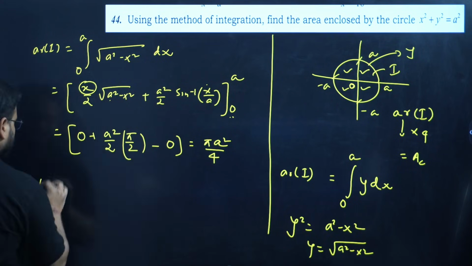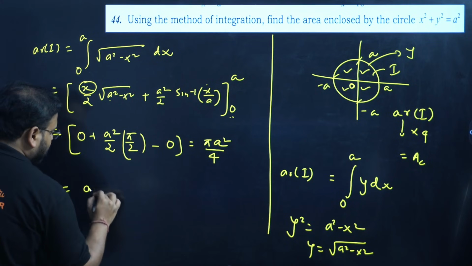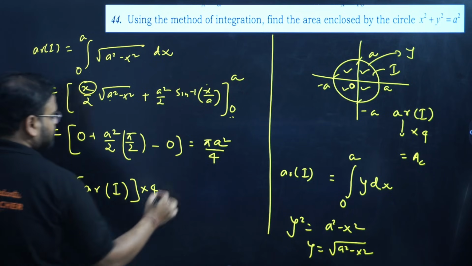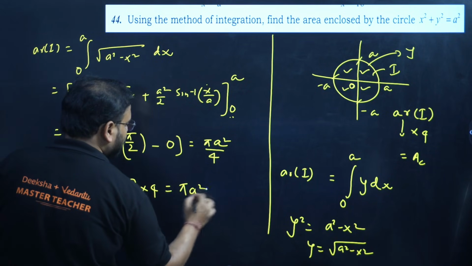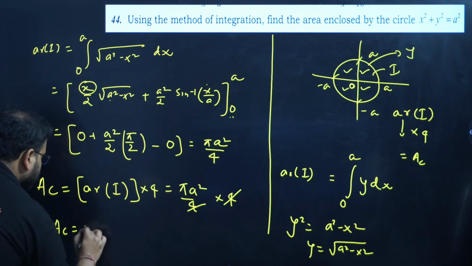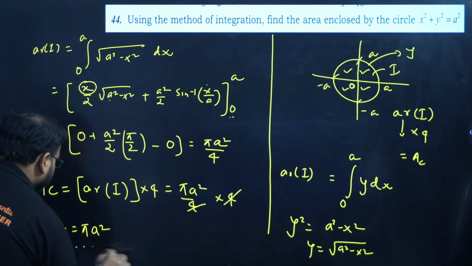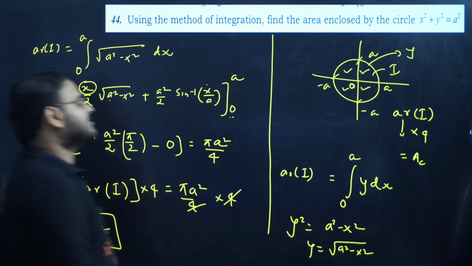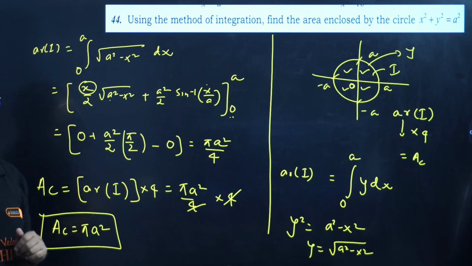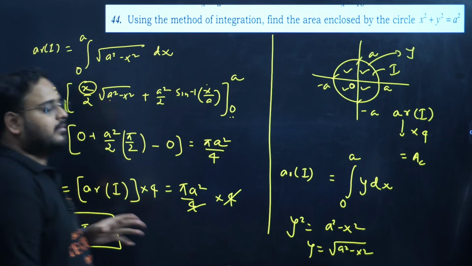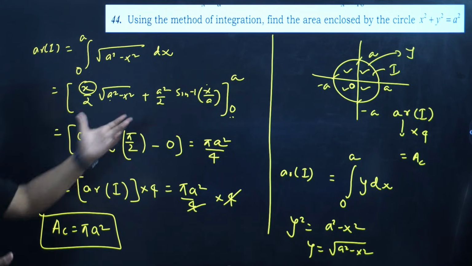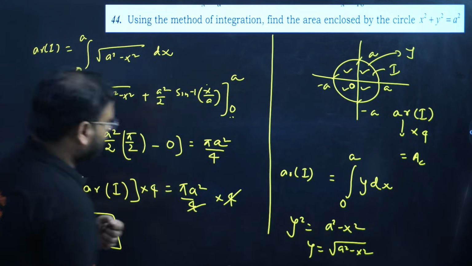I'm looking for area of circle. This is nothing but area of part 1, the whole thing times 4. So pi a square by 4 into 4 cancels. So area of the circle becomes pi a square, where the radius is what? A. Check this out. Okay, this is what? Application of integrals. They can ask you question on ellipse, parabola, everything, but this is one of the questions in the MQP number 2. Have a look.